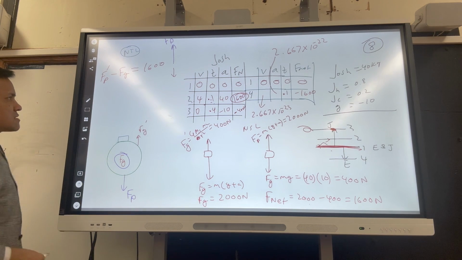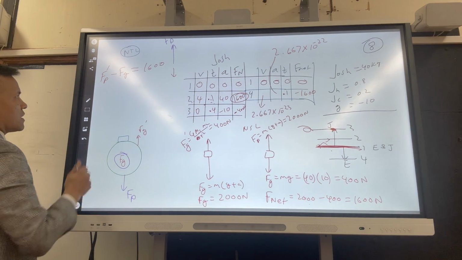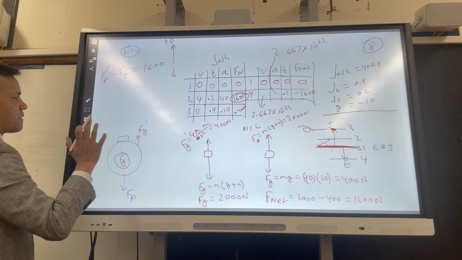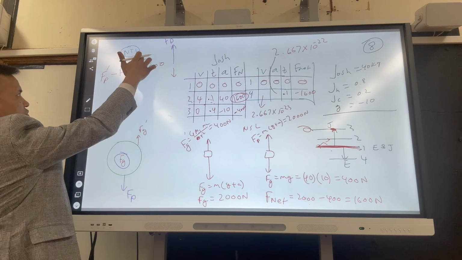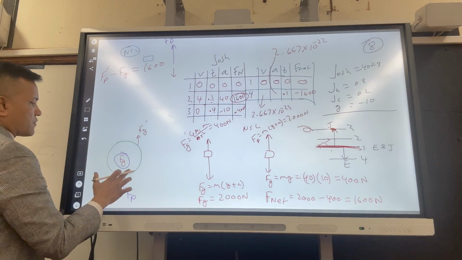You should understand this thing. This is very nice. Okay, now that's for Josh. That's for Josh. For art, let's see for art.